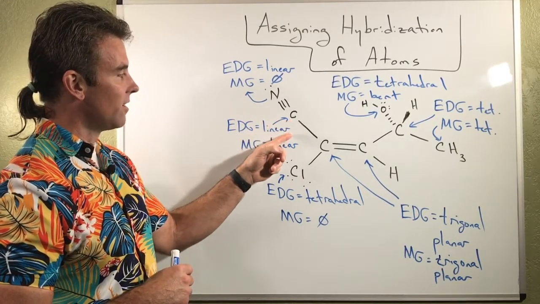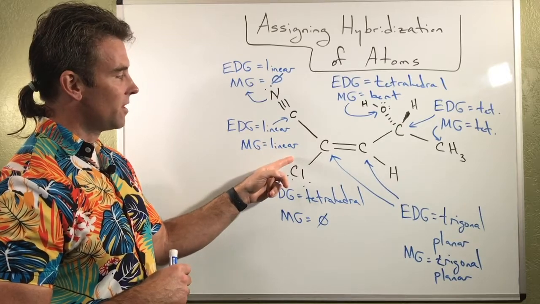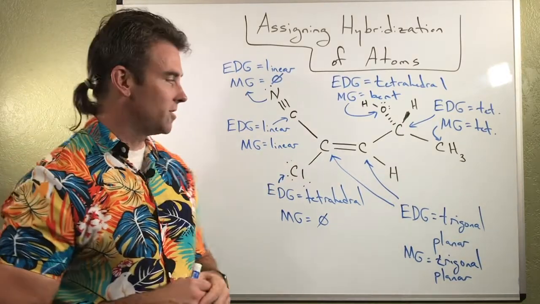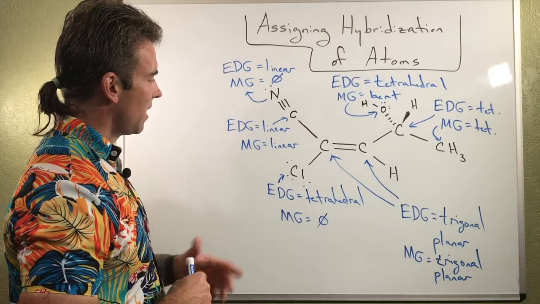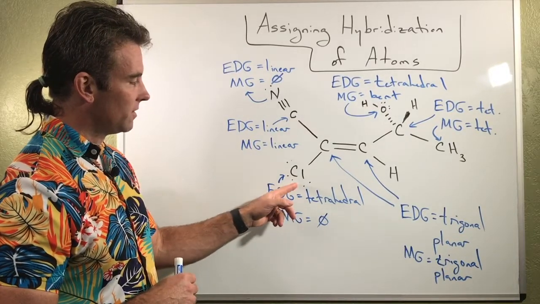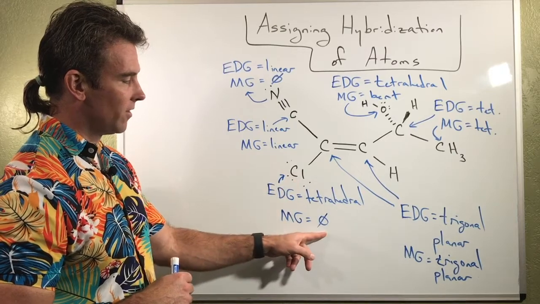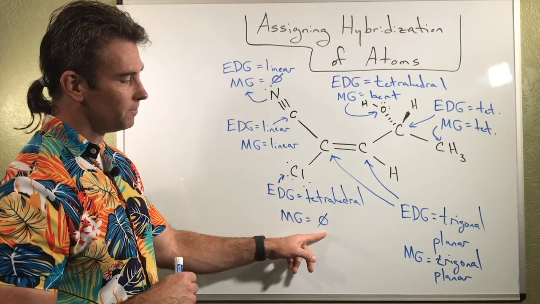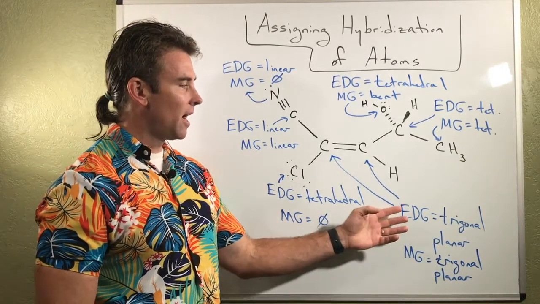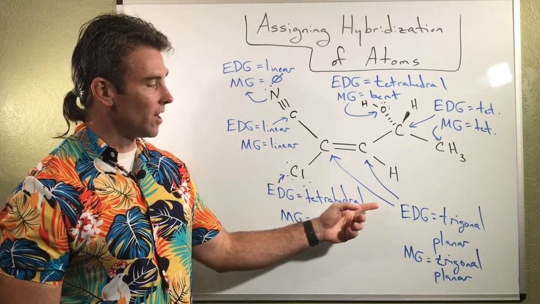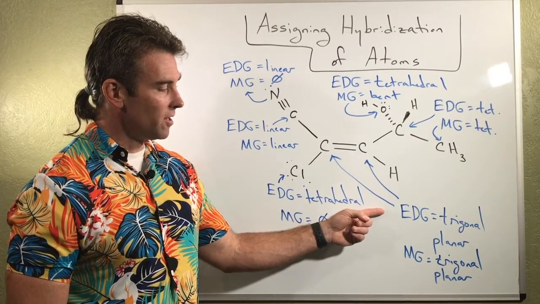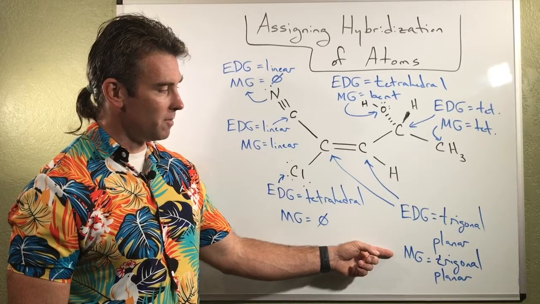That carbon right there is linear in both electron domain geometry and molecular geometry. Here's a tetrahedral electron domain geometry for a chlorine, with no molecular geometry because it's the end of a chain. And sometimes, if you don't have lone pairs of electrons, you'll notice that your electron domain geometry and molecular geometry match.